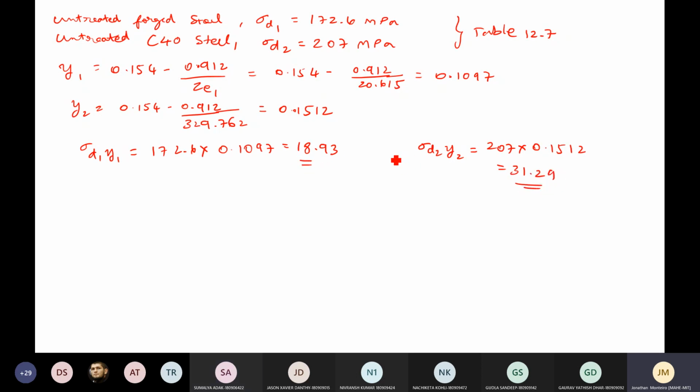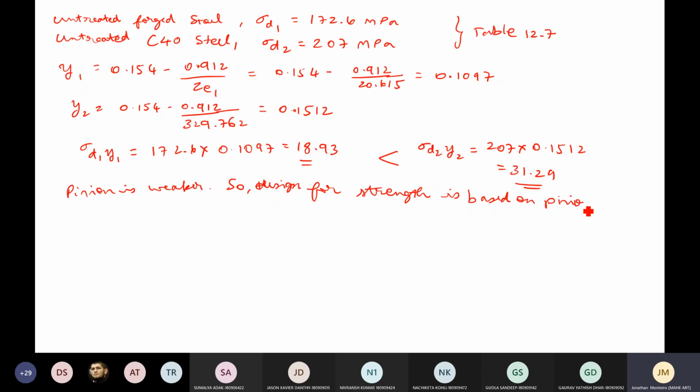So now you can understand which is weaker. Sigma d1 y1 is smaller. So 18.93 being lesser, you can say that the pinion is weaker. So design for strength based on pinion. We'll use the usual formula.